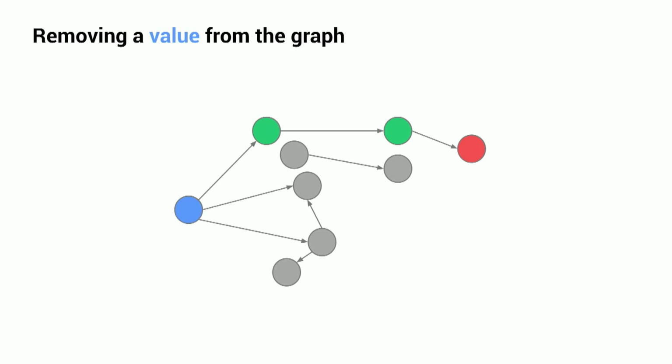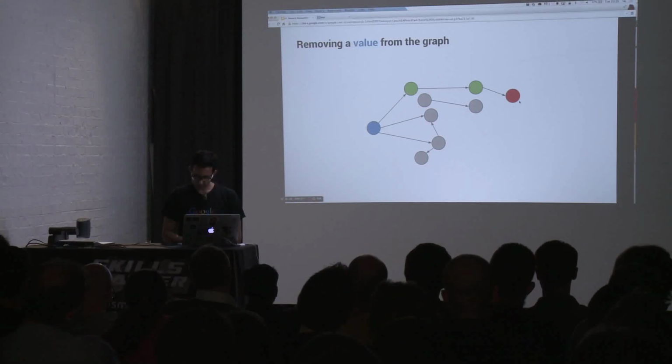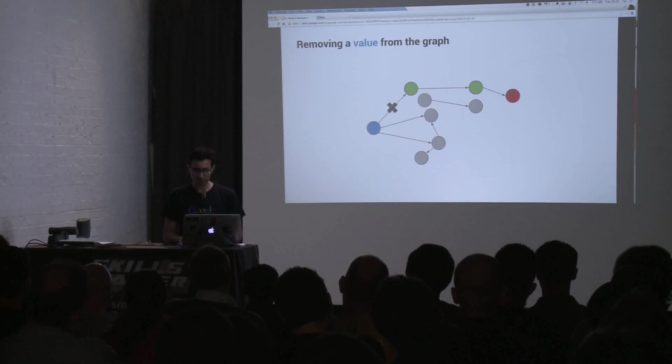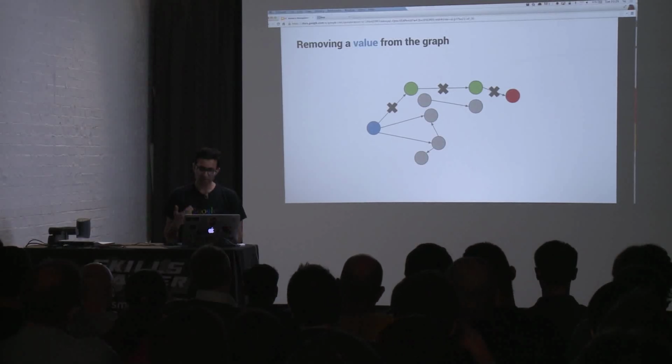So what about removing a value from that graph? Well, this is a fairly basic operation, but it's important to understand how you can remove a value from a graph. If we want to remove the red value, this value at the very end right here, we could cut this edge right here from the root node to the first green node, and then the red value becomes garbage. If we cut this edge, it's also garbage, or if we cut this edge. Basically, cutting any of these edges would make the red node garbage.